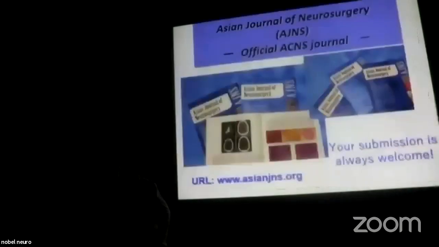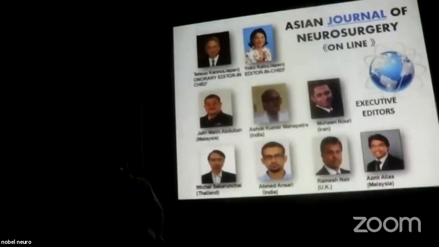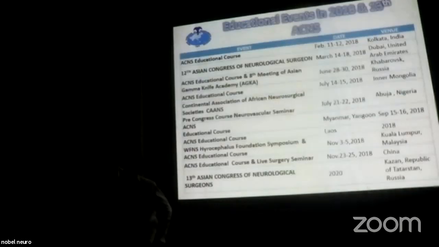And in 2020 it will be Russia, Kazan, the fourth biggest city in Russia. And simultaneously we do the Asian journal, and these are the key persons of the journal. Now it's online, so please submit your papers.